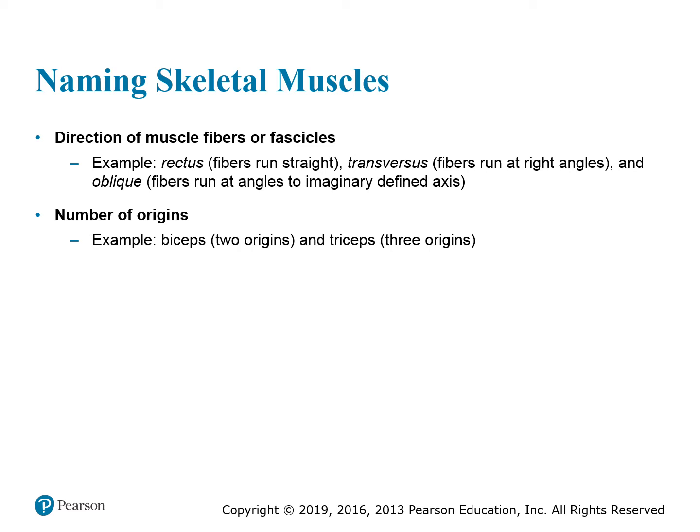The number of origins can also be part of a muscle's name. If you see biceps or bi in the name, that means that there are 2 origins. Triceps usually means that there's 3 origins. So think about the biceps femoris and the triceps brachii as examples of that.